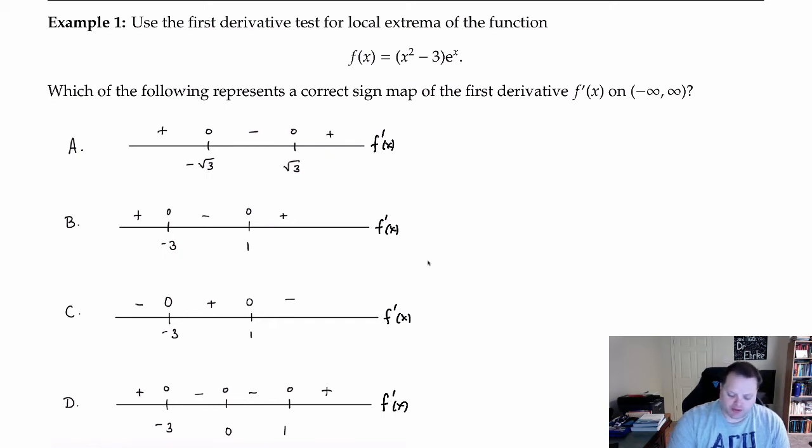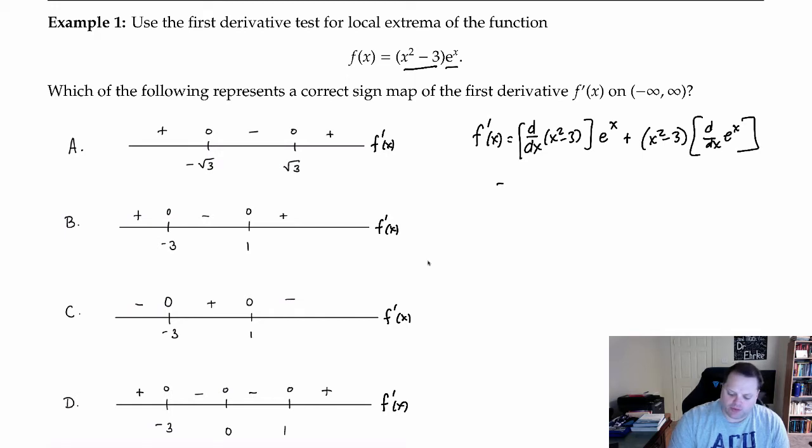So I'm going to take the derivative here. Bear in mind that this is a function of x times a function of x, so this is product rule. So I'm going to take the derivative of the first term times the second plus the first term times the derivative of the second. So this is our product rule.